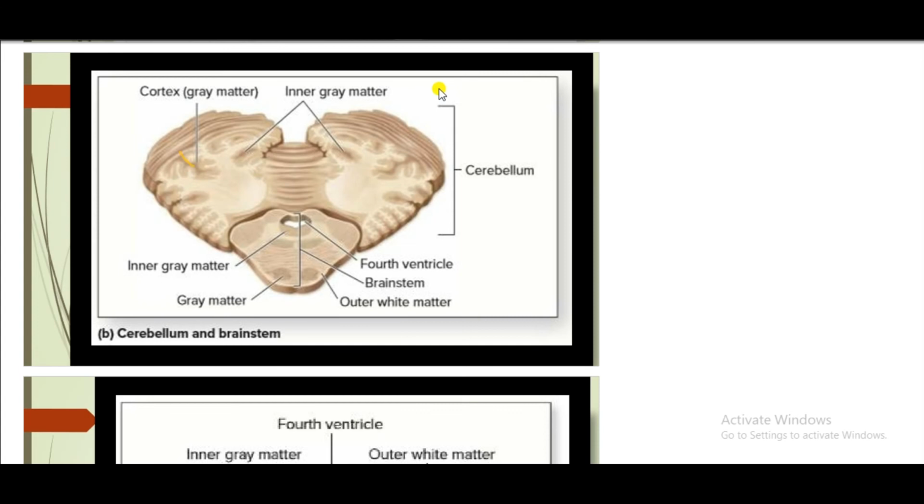And cortex, gray matter, and the inner gray matter. You can see the cortex of the cerebellum. This is our brainstem. This is the cerebellum. Okay, cerebellum, and here is the cortex. It is gray matter and the inner gray matter. You can see some inner gray matter, and also there is white matter, which means the tracts, which is the bundle of axons, that is why it is white.